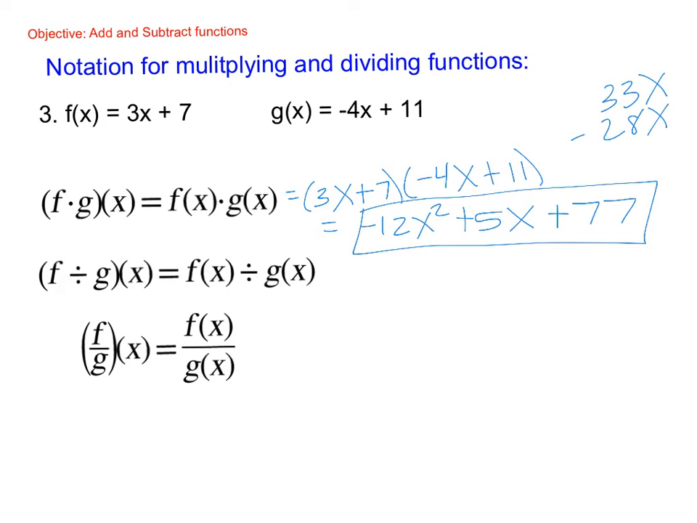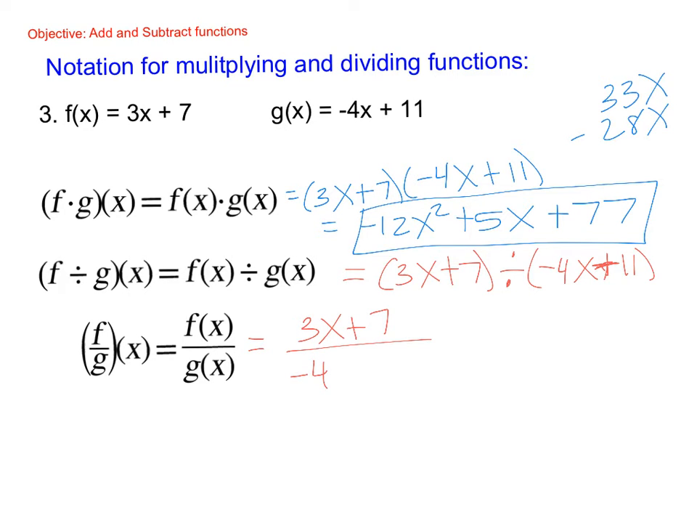Now here's the nice thing. The division ones are actually the easy ones. So I'm just going to write this as 3x plus 7 divided by (negative 4x plus 11). We can't really do anything there. I mean, we could do long division, but there's no real point. Same here, 3x plus 7 over negative 4x plus 11.